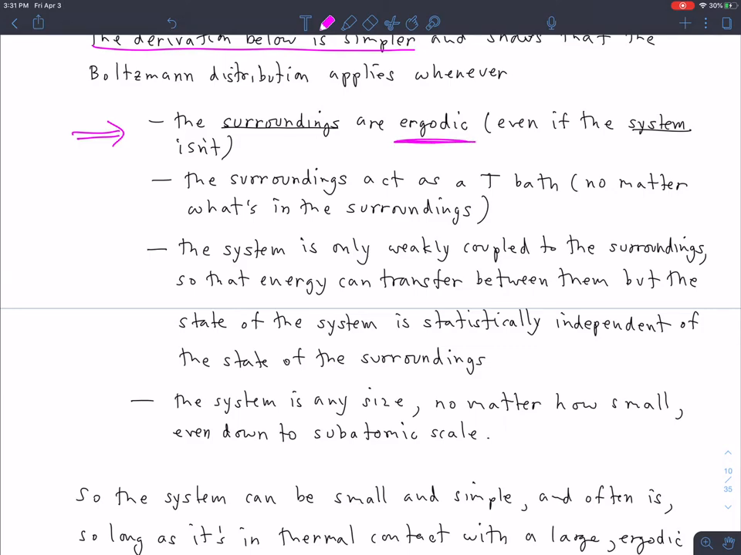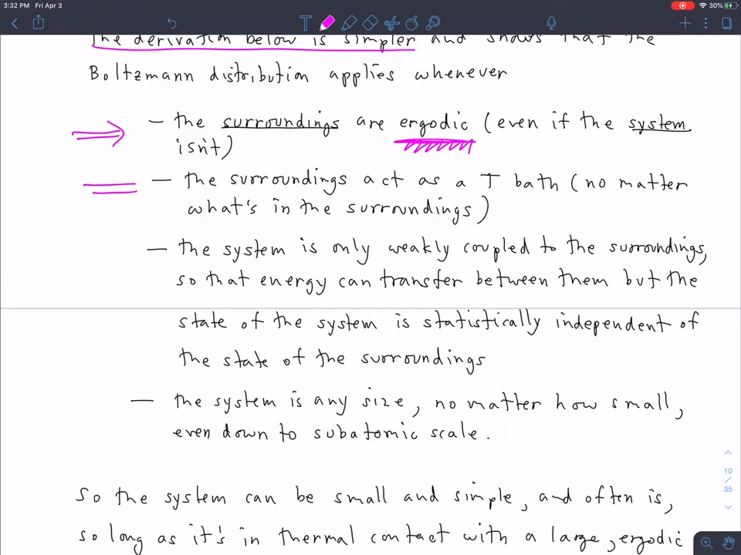So the ergodic hypothesis has to come in someplace. But the system doesn't have to be ergodic. The system can be as small and simple as you like. It can behave in the absence of contact with the surroundings in as simple a way as possible. But since it is in contact with the surroundings, the fact that the surroundings behave in a chaotic ergodic way, that's enough. The system itself can be simple.